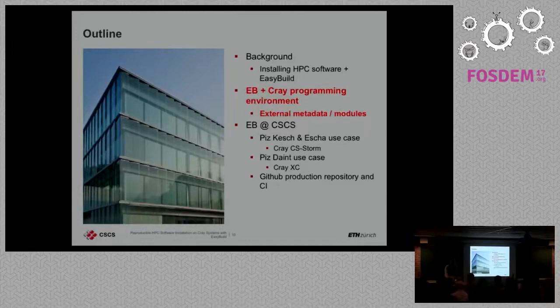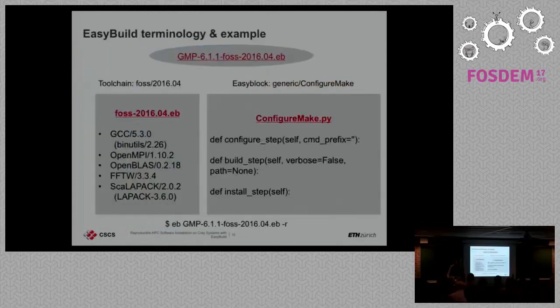So I move to the next part now, which is the implementation for Cray. What was missing to use on the Cray system, and why? This is a typical example of an easyconfig file. What do we have inside for a build, for example? This is one software called GMP. It relies on this toolchain, which has GCC, OpenMPI, OpenBLAS, and so on, and it uses the ConfigureMake easyblock.